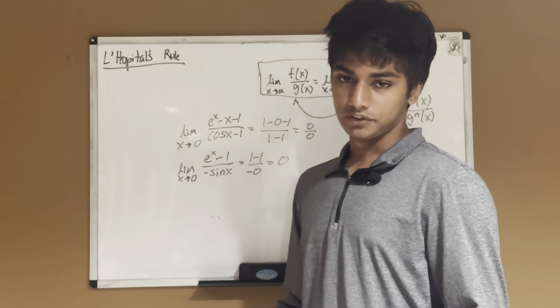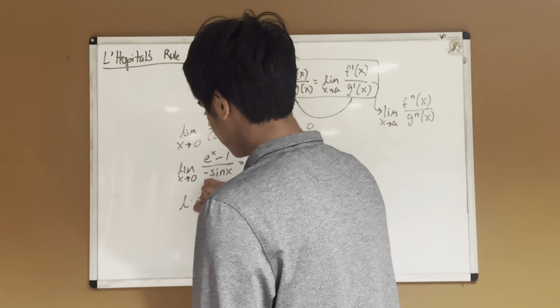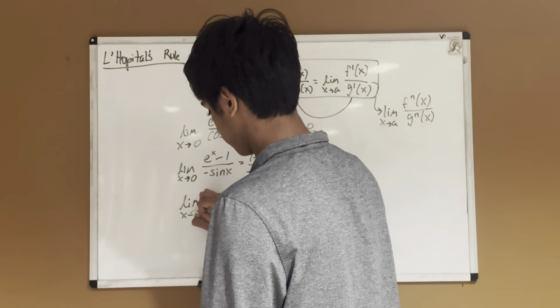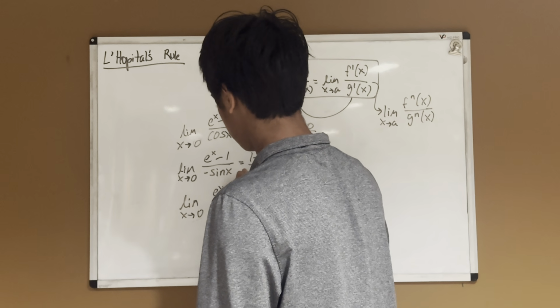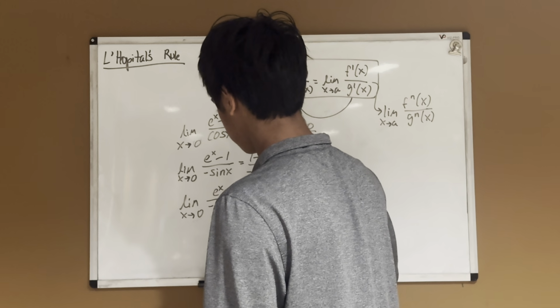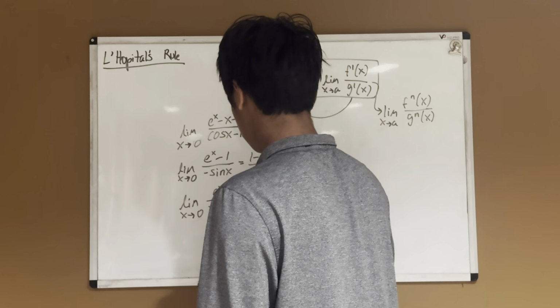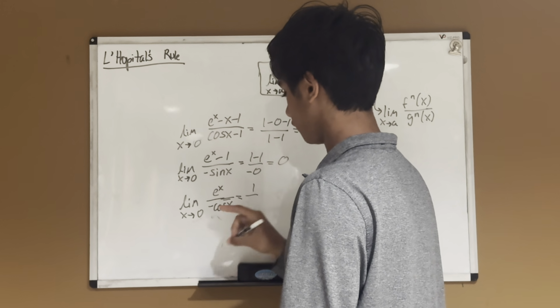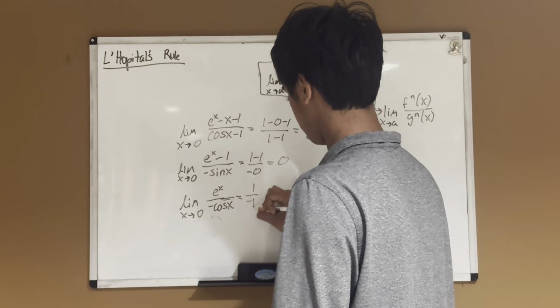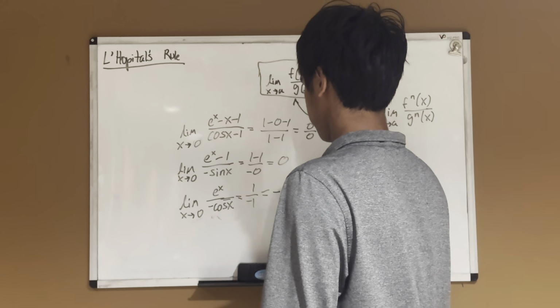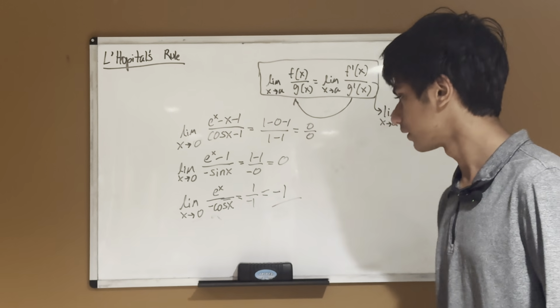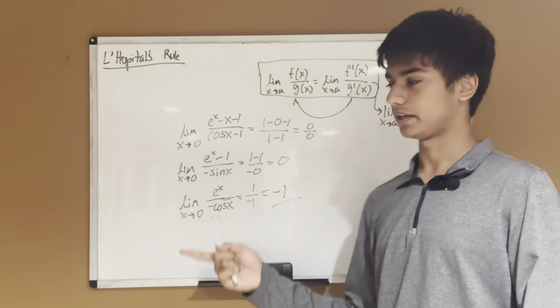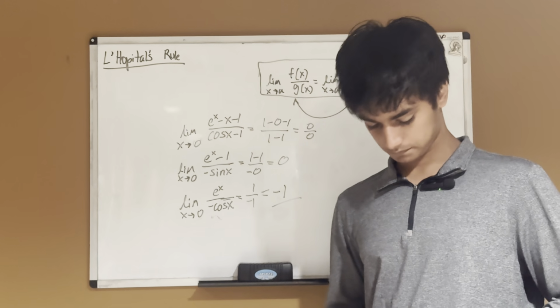Here we have to take L'Hopital's rule again. We get the limit as x approaches 0 of e to the x over negative cosine of x. Now we get e to the 0, which is 1, over cosine of 0, negative 1. And we get negative 1 as our final answer, which is also the limit based on L'Hopital's rule.